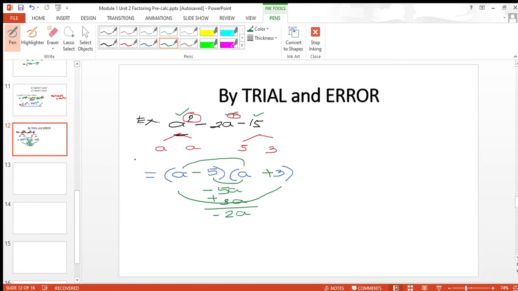Therefore, the final answer is already there. Let's just rewrite it. The final answer will be a minus 5 multiplied by a plus 3. That will now be our final answer.